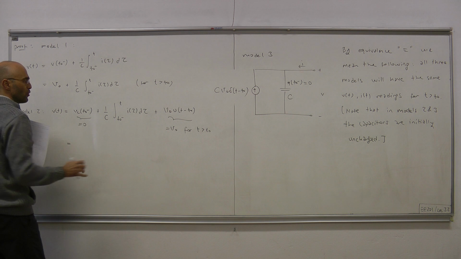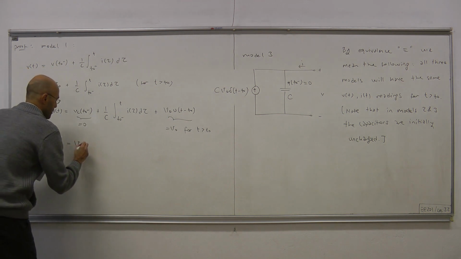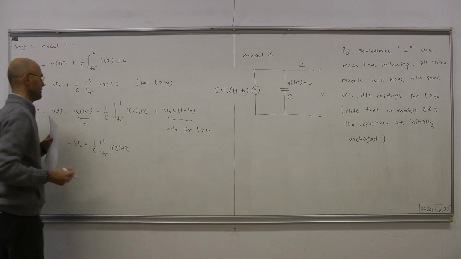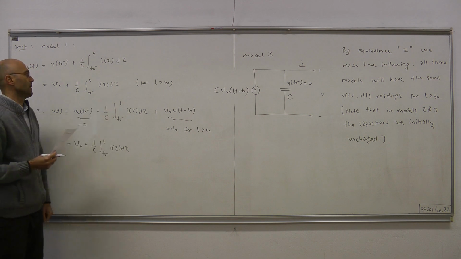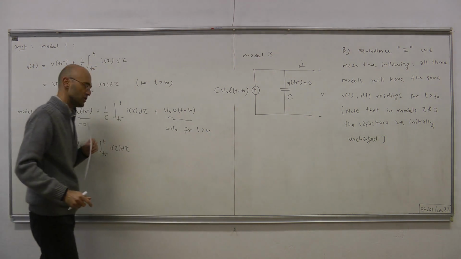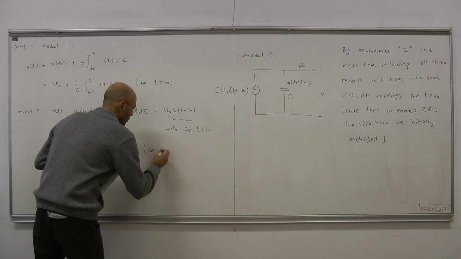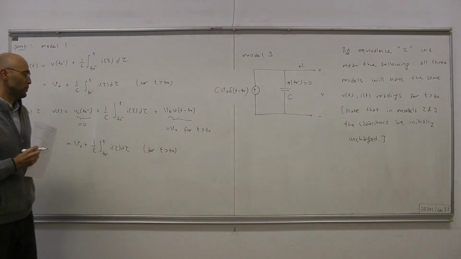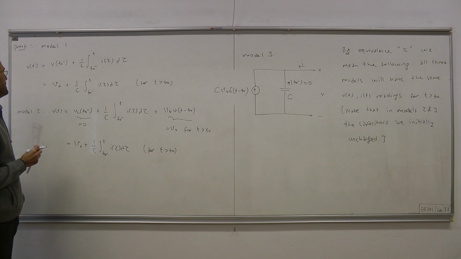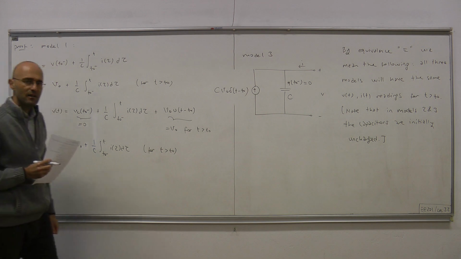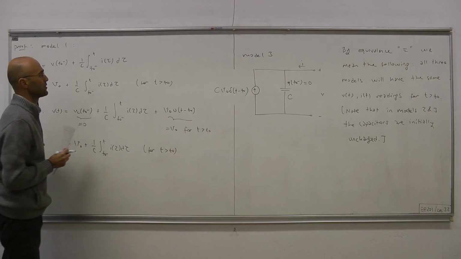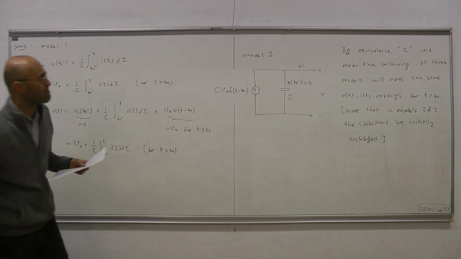And then rearranging the terms, here we have V0 plus 1 over C integral from t0 minus to t of i(tau) d tau. Okay, the same as the first model's equation. Of course, to be able to write this, we have to be dealing with times larger than t0. So what we have proved is that at least model 1 and model 2 are equivalent for t larger than t0. Now let's also see what model 3 tells us.